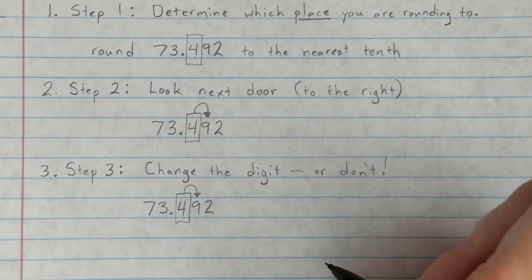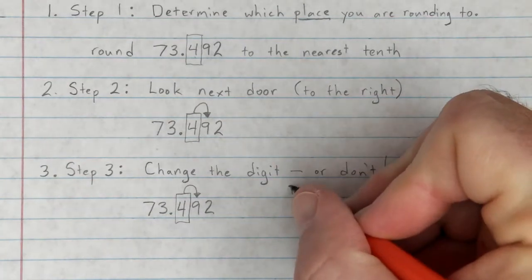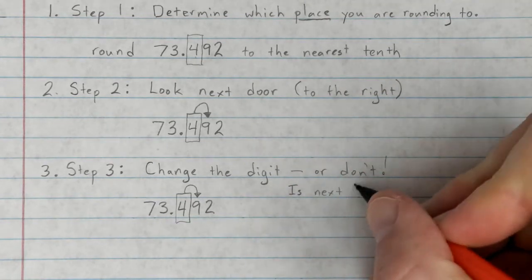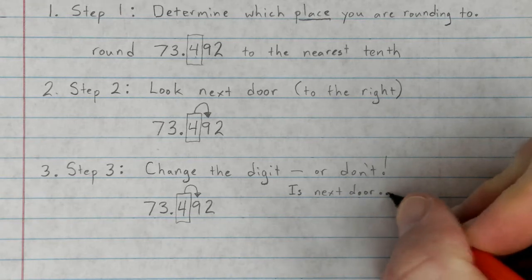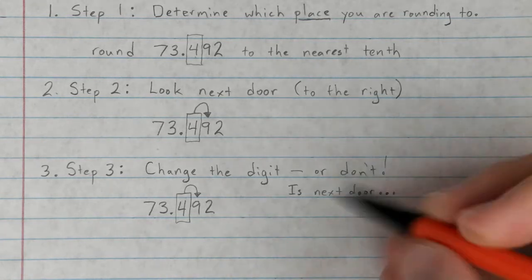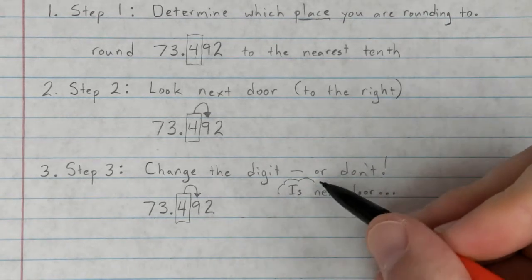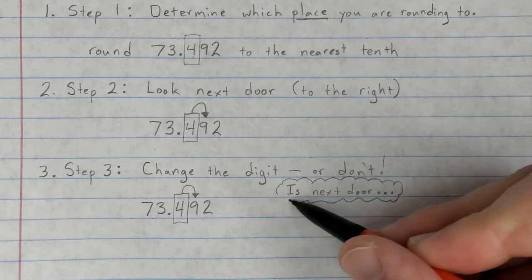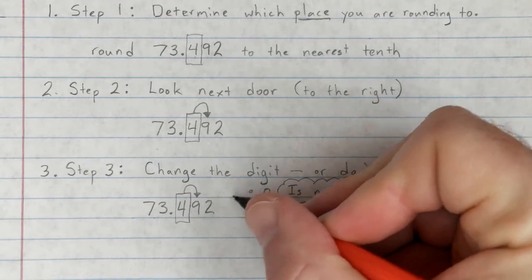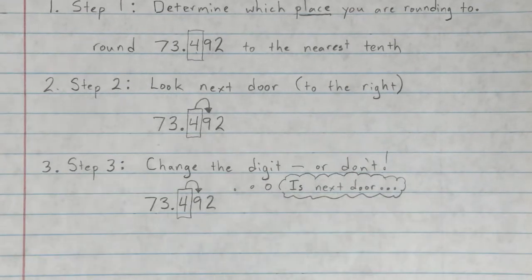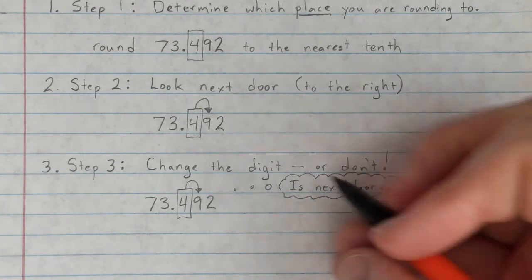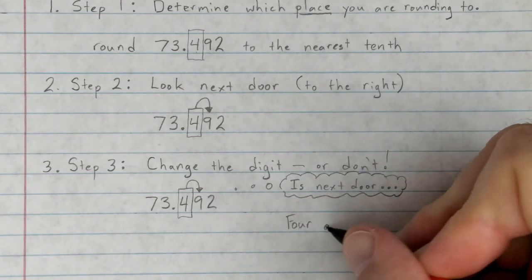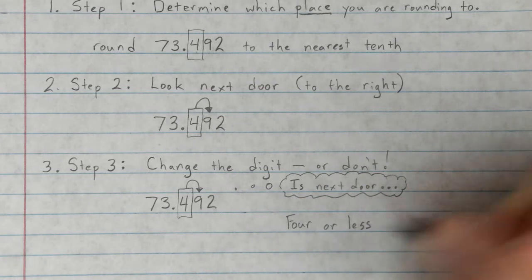You are going to ask this question. And you're going to ask, is next door... So I'm thinking to myself, I'm asking this question about the next door neighbor. Okay? So I'm asking this about the 9. Is next door 4 or less?